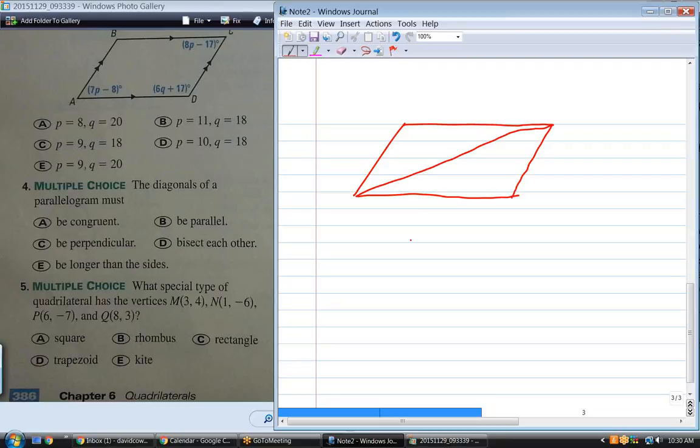The long diagonal does, but notice if I drew a parallelogram like this, that short diagonal is not longer than the sides. This is the longest side right there. The long diagonal is always going to be longer than the longest side. Not both diagonals. No.